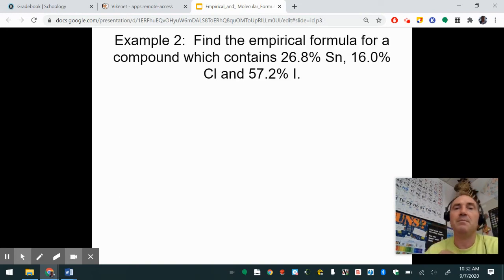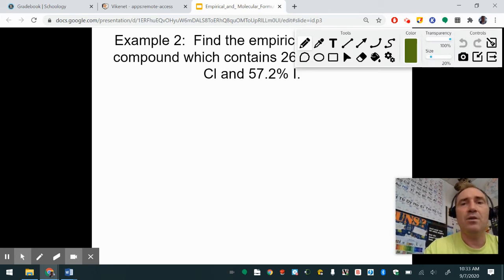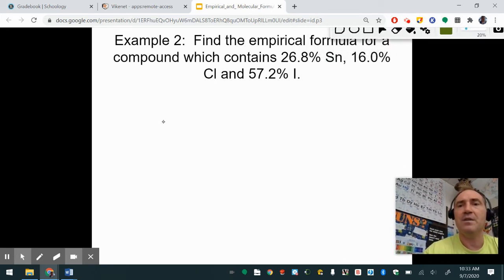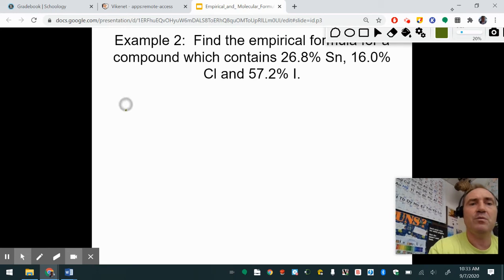All right, let's do one last problem, and then I think there might be a couple more to do on this one. Find the empirical formula for a compound that contains 26.8 grams of tin, 16 grams of Cl, and 57.2 grams of I. Now, you can also have a problem where they give it in grams instead of percents, and that just saves you a step. But basically, you start by getting all of these into grams. Okay, so I got to move this out of the way. Perfect. So we have 26.8 grams of tin.